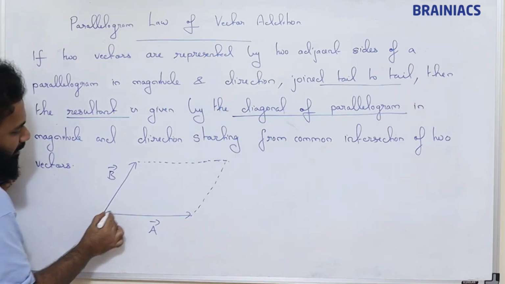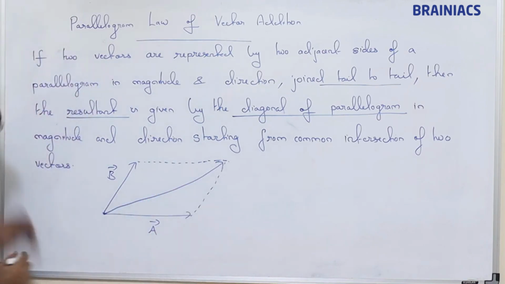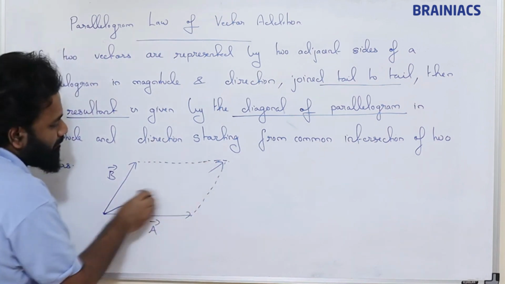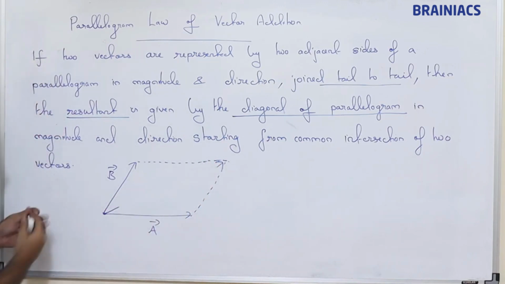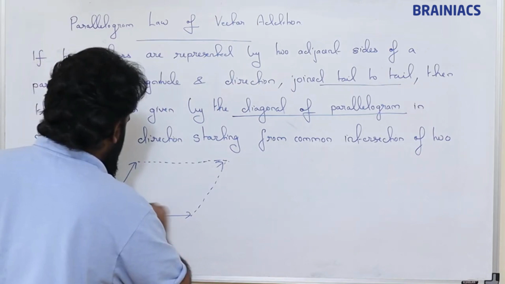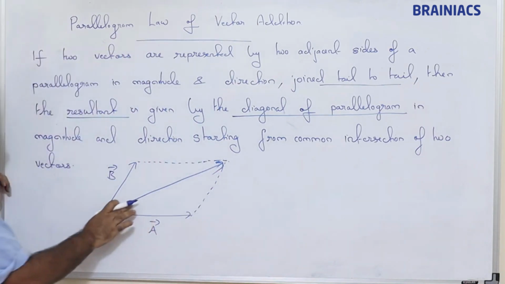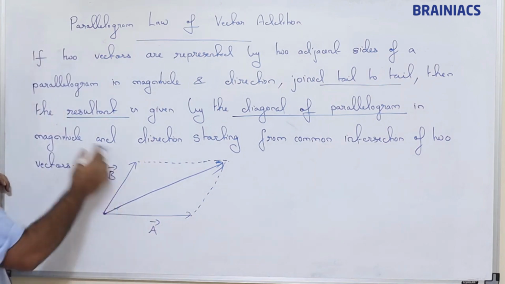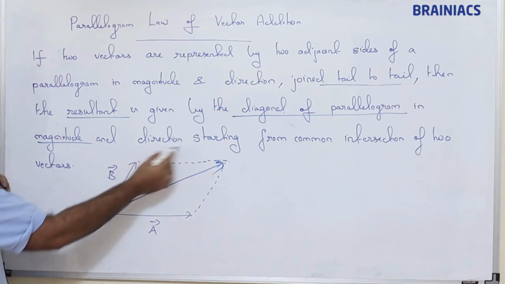So which is the diagonal of the parallelogram? This is the diagonal of the parallelogram. Okay, it is bent a little. So the diagonal of the parallelogram is just like this. And in magnitude, this length will be the magnitude.